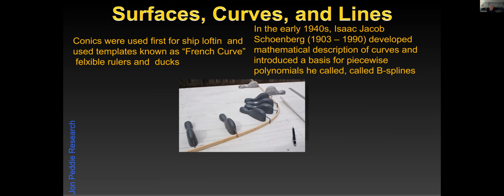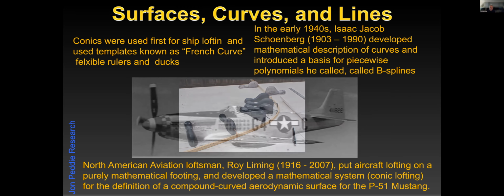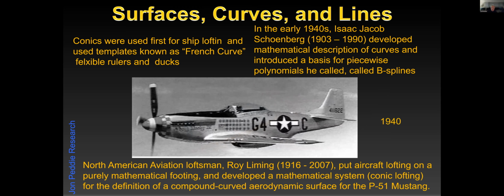And he introduced the idea that you could break a curve up into a whole bunch of tiny little pieces, which he called B-splines. That was then taken to aviation. And this iconic airplane, this P-51 Mustang, was the most popular airplane in World War II. This was the first airplane to be designed, all those curves, using math and not the ducks and the little flexible piece of wood and so forth. So we're making progress here.